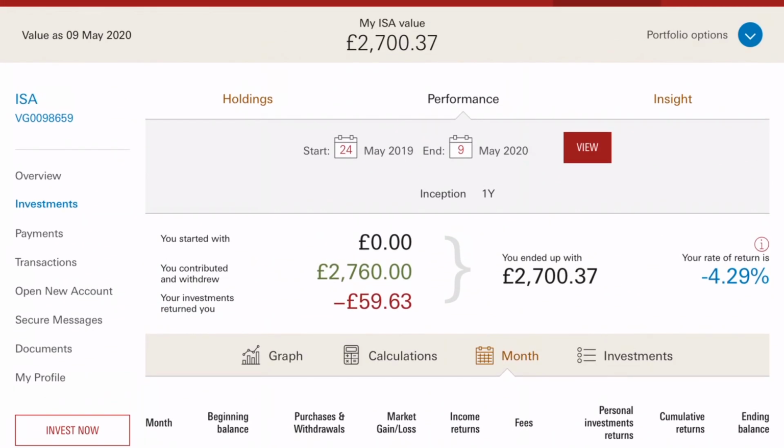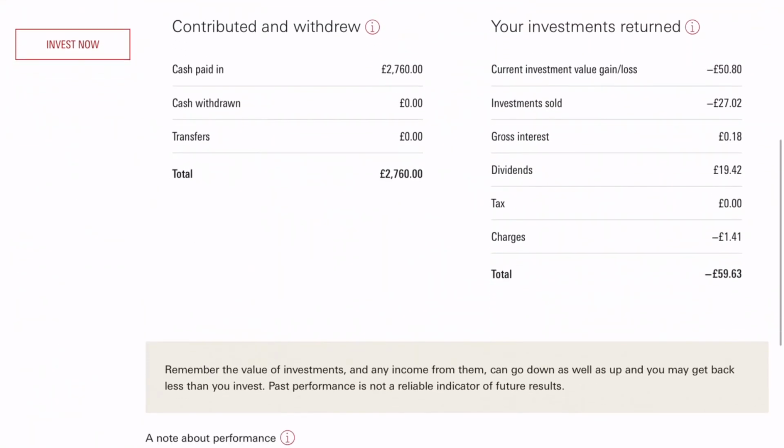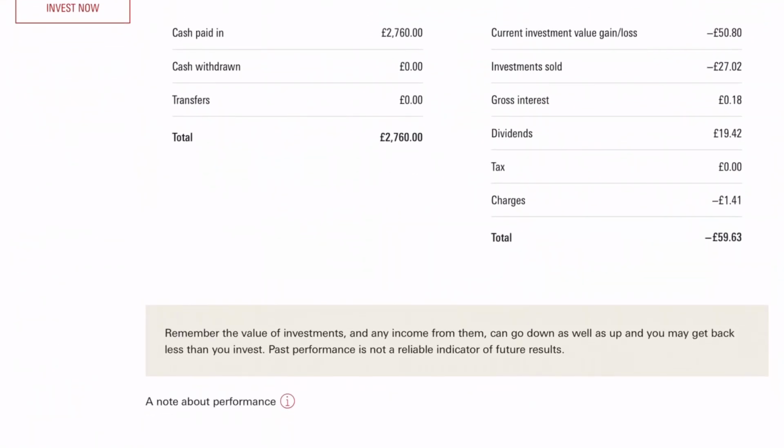So we'll click on calculations, and then down here on the right hand side, you can see the Your Investments Return section. So you can see your current investment value gained and lost, you can see your gross interest, and you can see your dividends. So this year I've made £19.42 in dividends from investing £2,760.